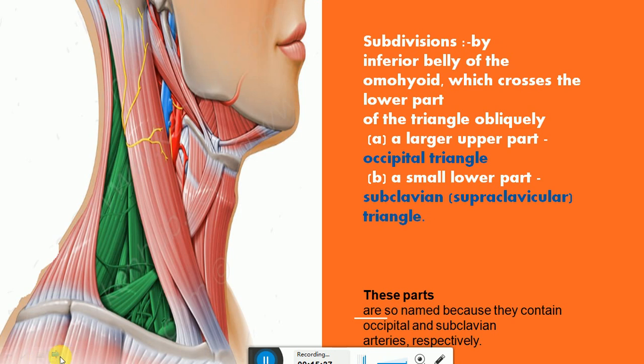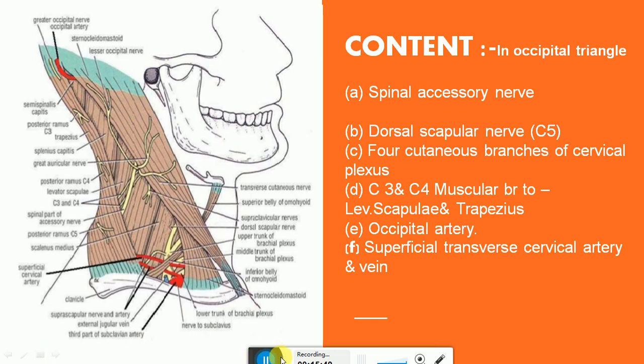So we have seen boundaries, roof and floor, and now we have divided this triangle into two parts, that is an occipital triangle and a subclavian triangle. Now the most important part is the contents of the occipital triangle. We know the boundaries of the occipital triangle. Now I am going to talk about the nerves which are present in it.